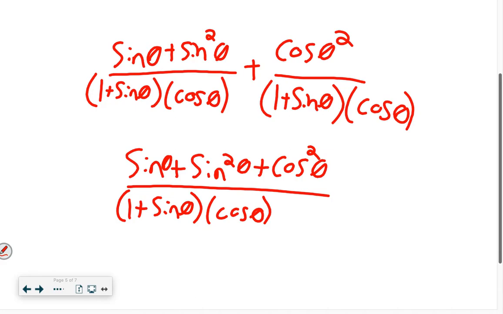So is there any identities that you can think of to simplify this? Sub, you can pause the video and give the students a second to think.